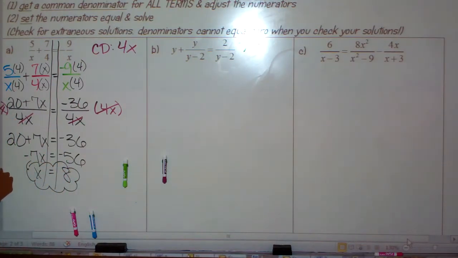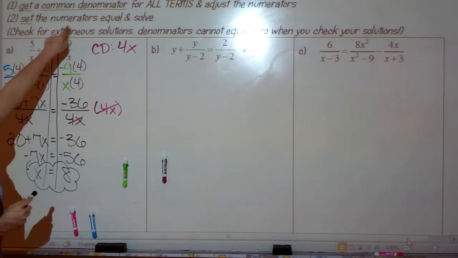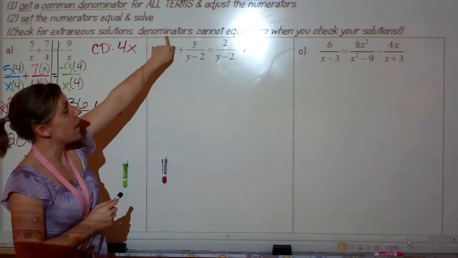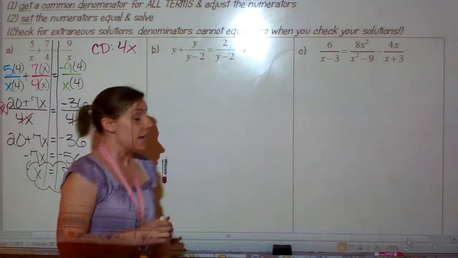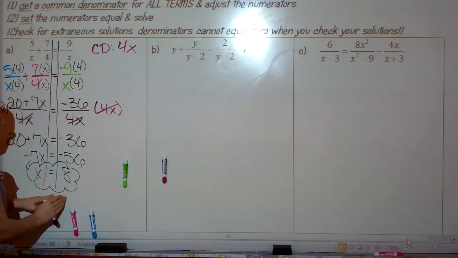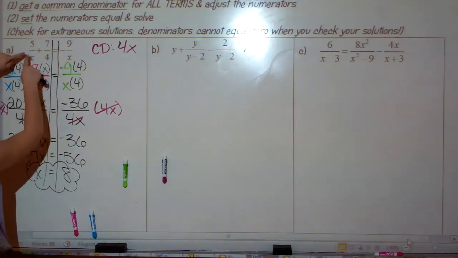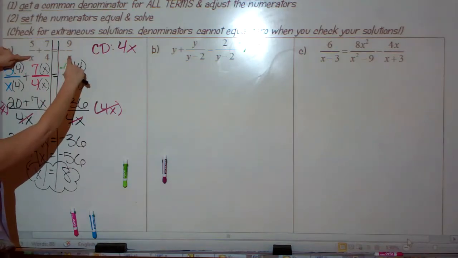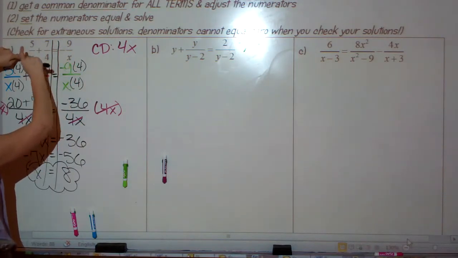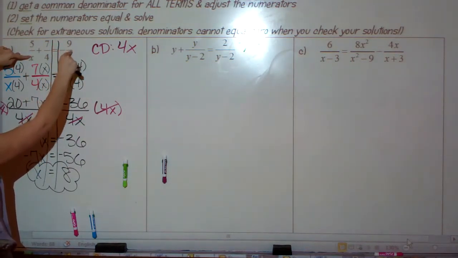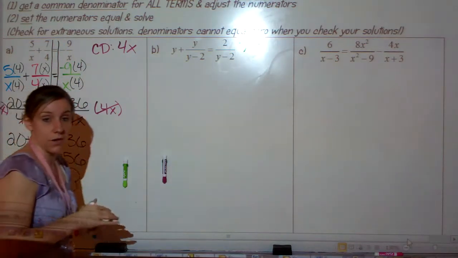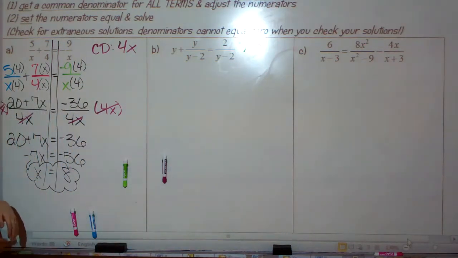Alright? Now, this other part says, check for extraneous solutions, because denominators cannot be 0. So if our x is 8, and we put an 8 right here and an 8 right here, well, that works out fine, because that means that it's over 8, no zeros, so 8 is our answer.